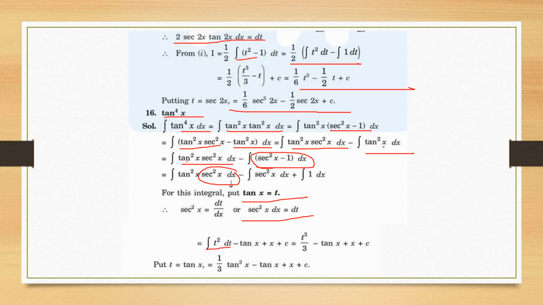Look here, and this I'll open now, minus secant square x dx plus 1. So the integral of secant square x is tan x, and 1 gives x plus c. The integral of t square is t cube by 3 minus tan x plus x plus c. Now put t as tan x, and you'll get the answer.